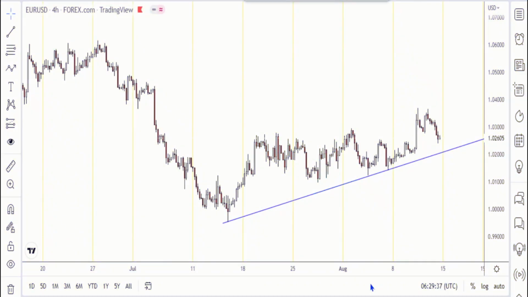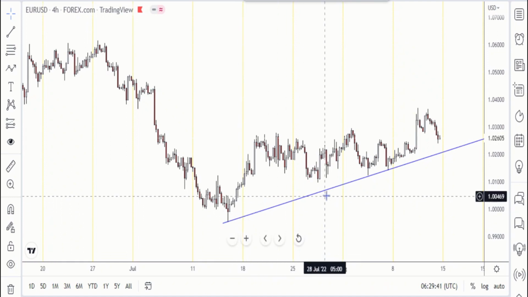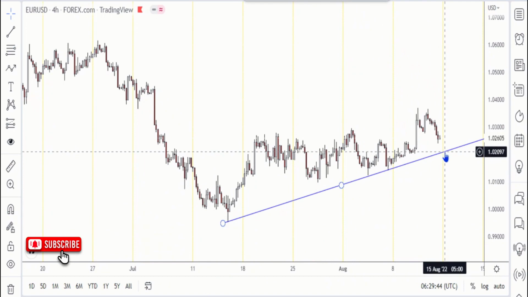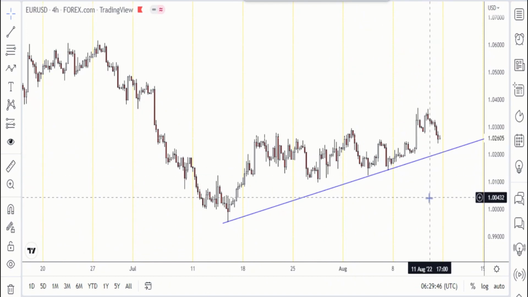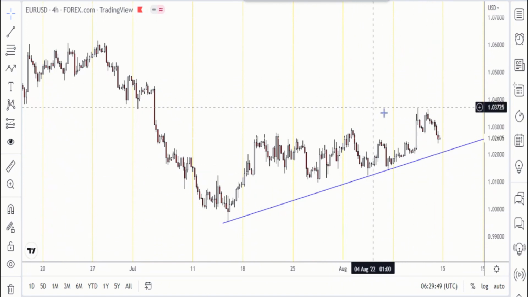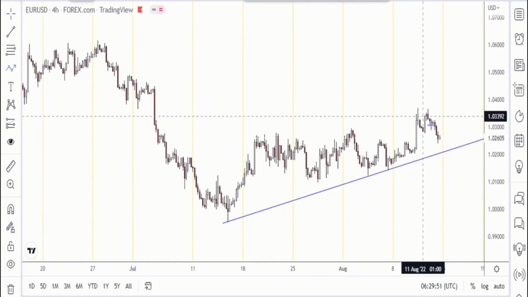The premier pair on the watch list for the coming week is the Euro USD. For the past 1 month, we can see that this pair has been trading on this uptrend line, and the uptrend line would be the basis of our forecast for the coming week. We'll be looking at two possibilities on this pair.